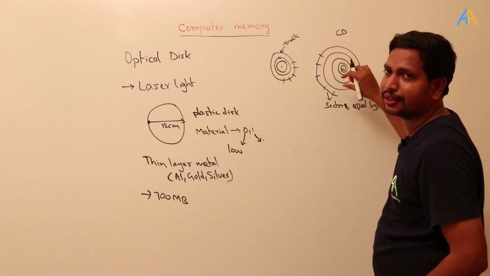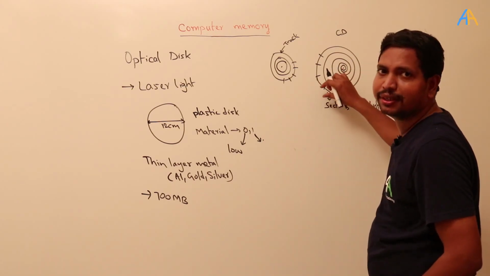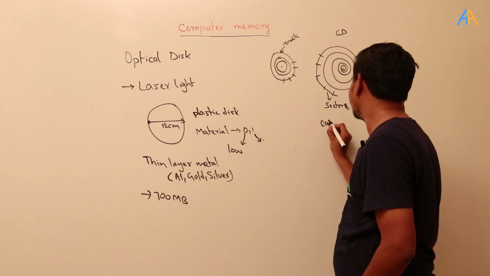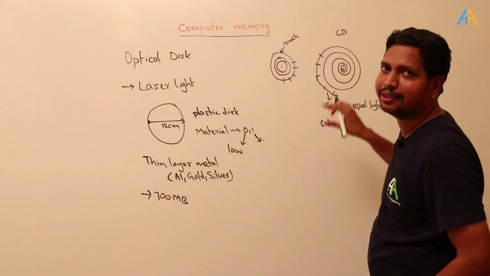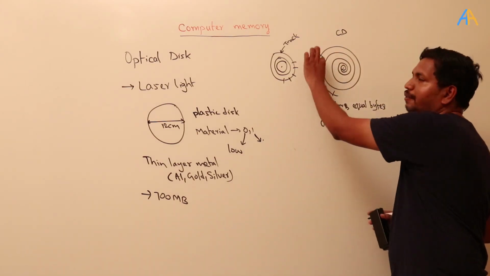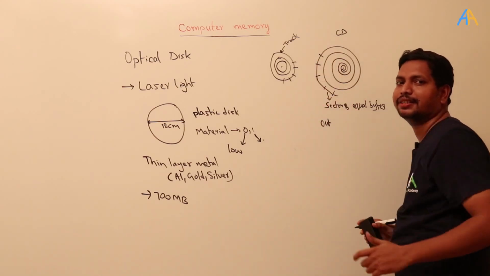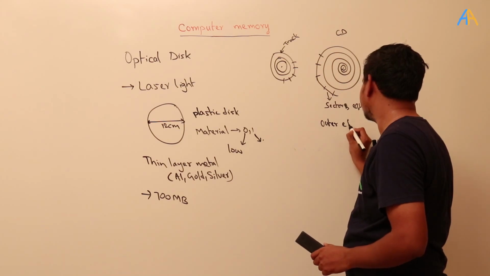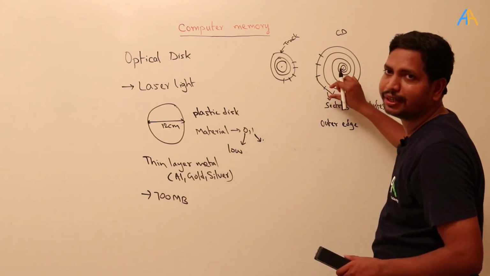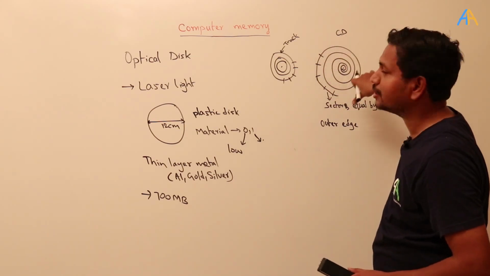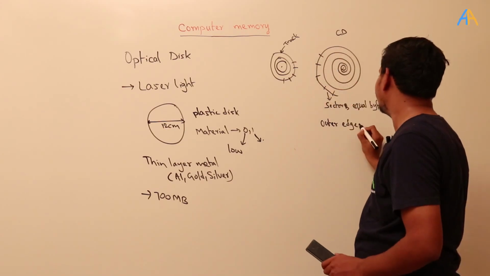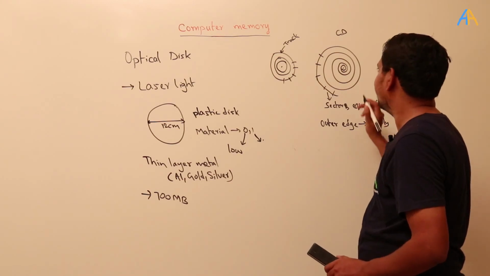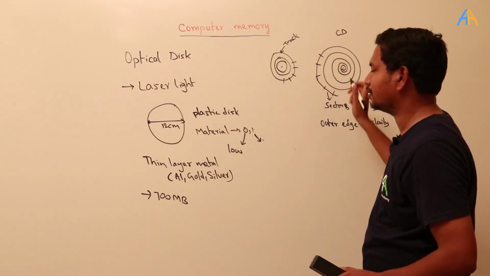So this disc rotates. When it is at the outer edge, it rotates slowly, because the sectors are distributed equally, meaning equal density, and at the outer edge there are more sectors. Outer edge, slow rotation. When it is at the inner edge, it rotates fast.